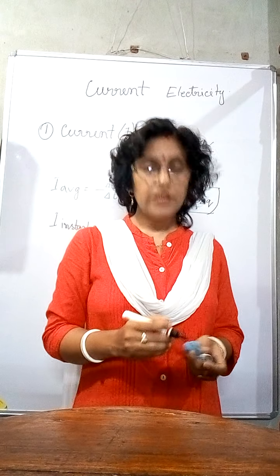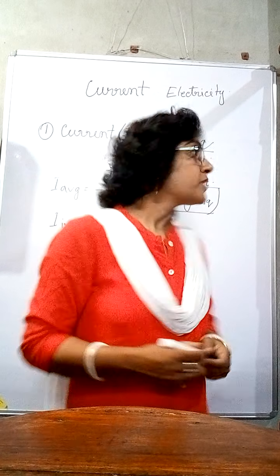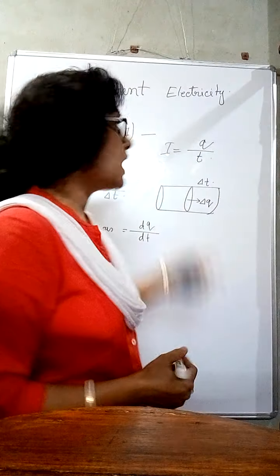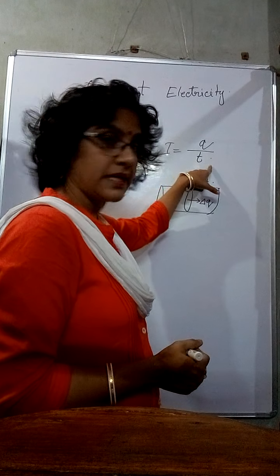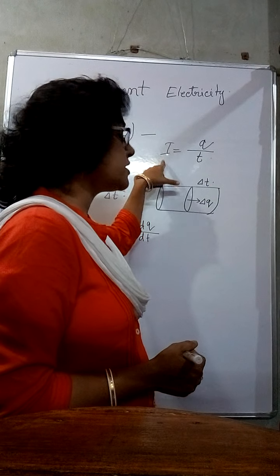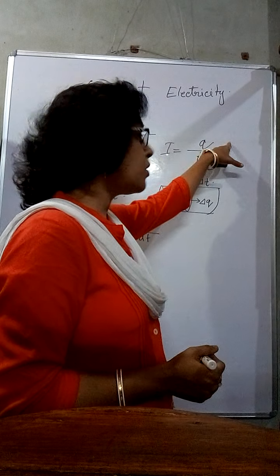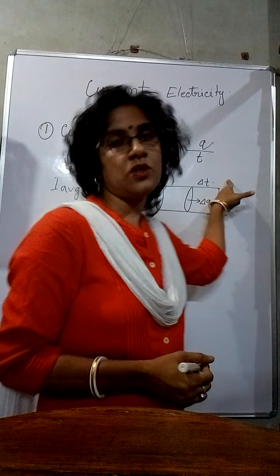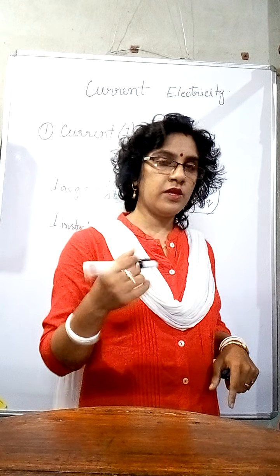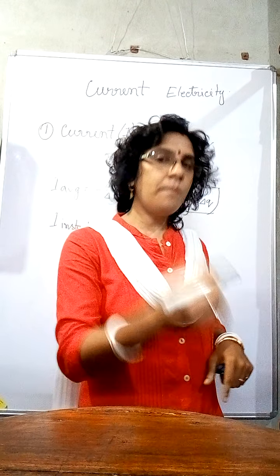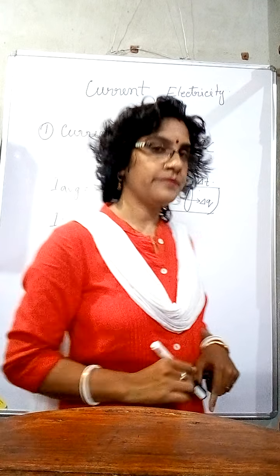Now, what is the unit of current? In SI system, the unit of charge is coulomb and time is second. So, in SI system, the unit of current will be coulomb per second, which is also known as ampere. So, the unit of current is coulomb per second or ampere.